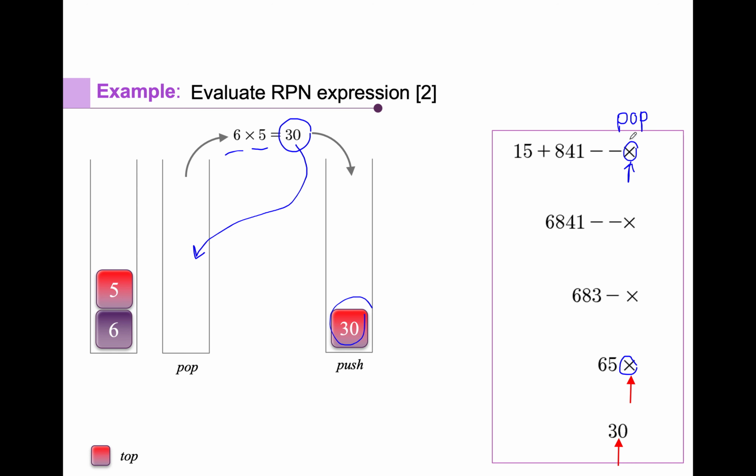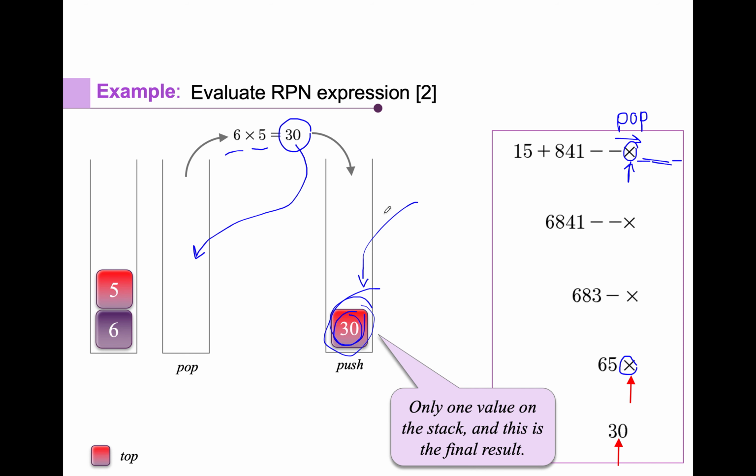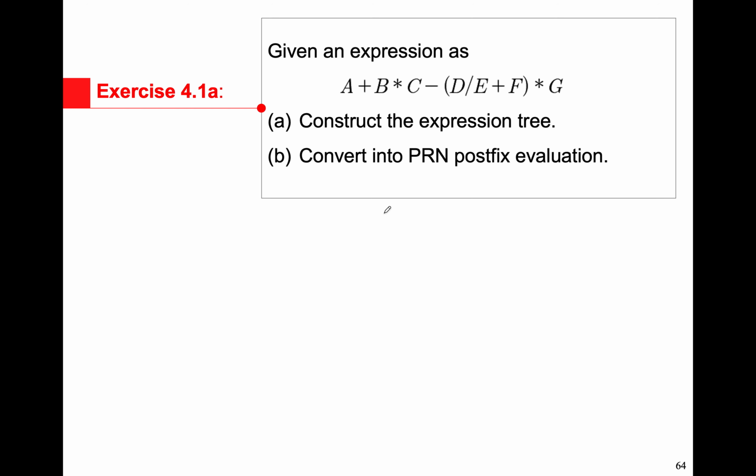You check again. You move from left to right. Is there any other variable, operand, or operation anymore? If there is no more, and your stack has only 1 answer, it means that is the final result. Okay, you can see it clearly, and I think it's very simple for you to do.